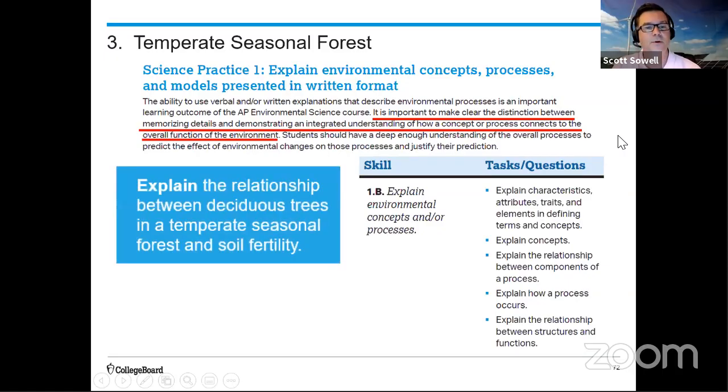So here's an example. Explain the relationship between deciduous trees in a temperate seasonal forest and soil fertility. So take a few seconds and think what you might write there.